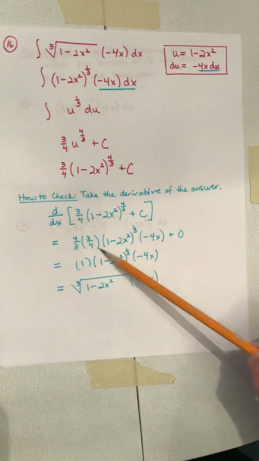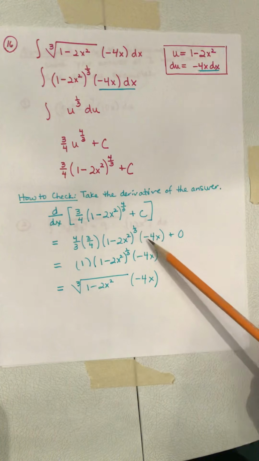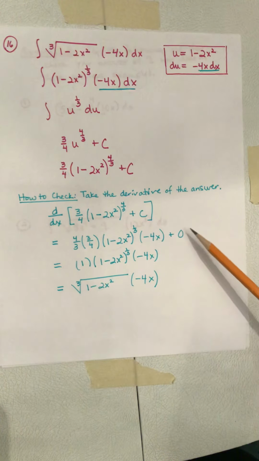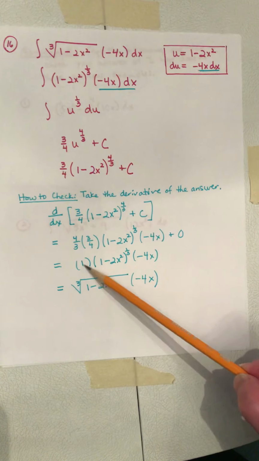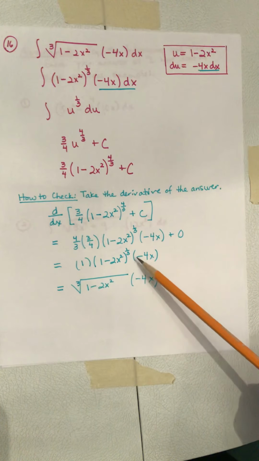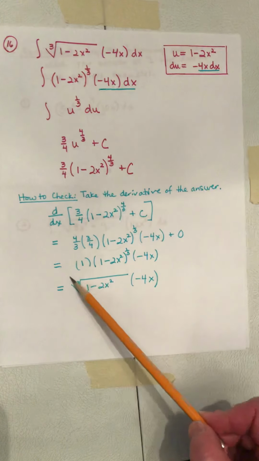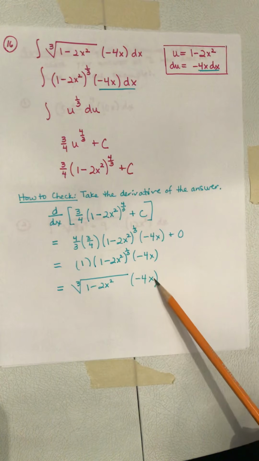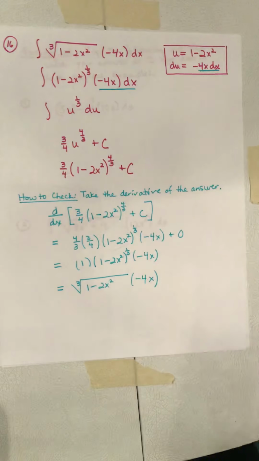Take the derivative of the inside function. The derivative of 1 minus 2x squared is simply negative 4x, plus the derivative of our constant, which is 0. So the 4/3 times the 3/4, when we multiply, gives us 1. And we still have (1 minus 2x squared) to the 1/3 times negative 4x, which, if we write it in radical form, is the cube root of 1 minus 2x squared times the quantity negative 4x, which is our original integrand. Check, we got it right.